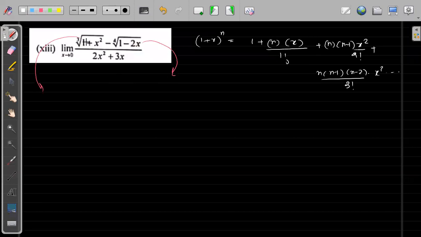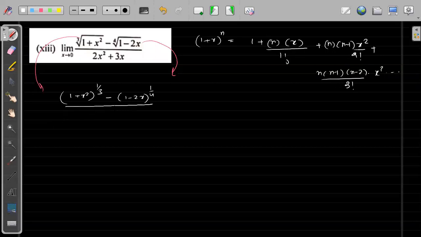So what I will do is expand the first series. I will write it in this form first: this is 1 plus x square to the power 1 by 3 minus 1 minus 2x to the power 1 by 4. Yes, binomial approximation. And the denominator is 2x square plus 3x, right?